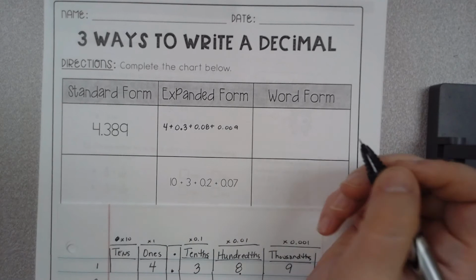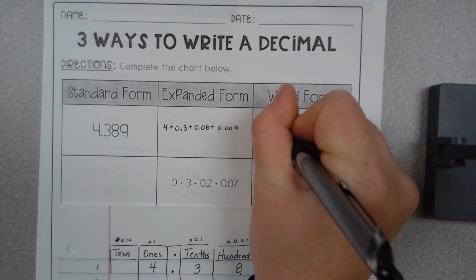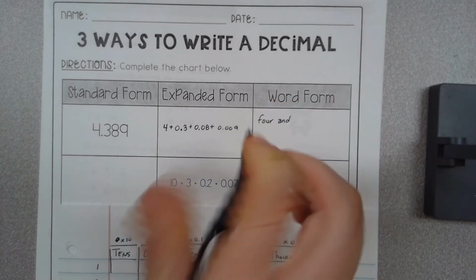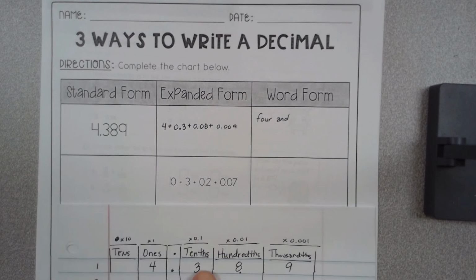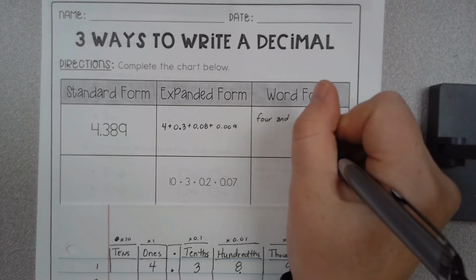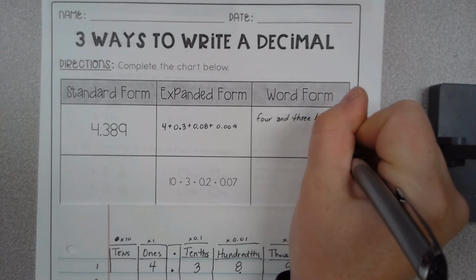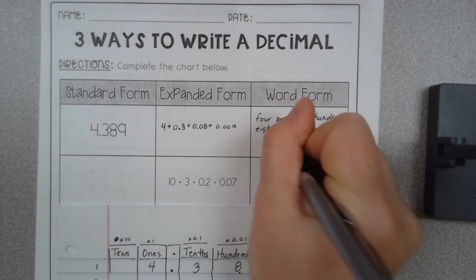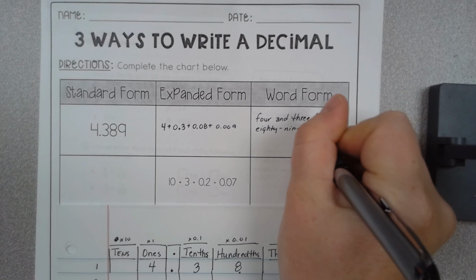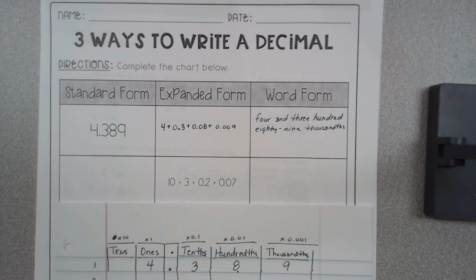All right, so how would I say that? Well, whole number first, so it's 4. And because I have a decimal, 389 thousandths, because the 9 is my smallest unit, therefore I say that name. So 389 thousandths. Okay. Let's go to the next one.